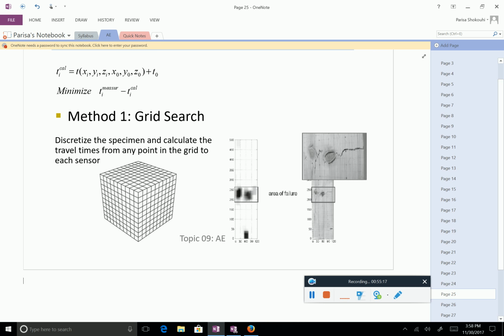That's an example. It's actually done in 3D, but you can see that you get from your events this kind of result.